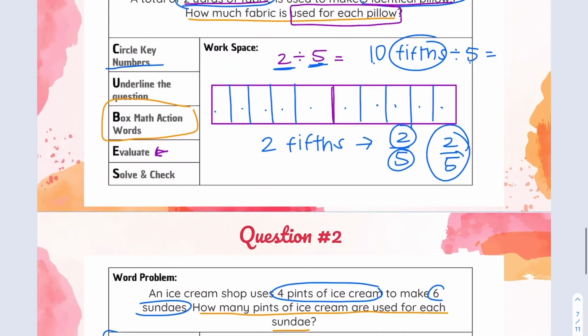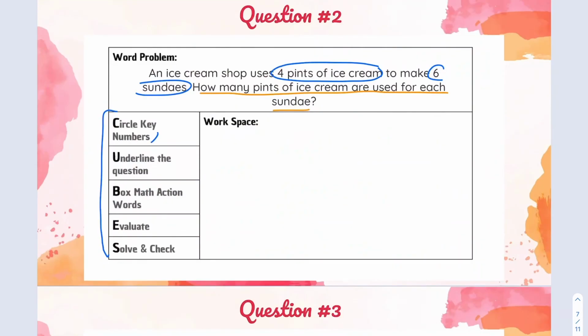And so like we did for the other one, we need to look for that phrase that tells us division. And we know it's division because I told you guys that in the beginning of the video that we're using division for the word problem Wednesday. So I'm going to box "for each sundae." Next, we're going to evaluate. So I know I need to do 4 pints of ice cream to make 6 sundaes, and I need to find out how many pints of ice cream are used for each sundae. So if we have 4 pints, that's our total, and we're dividing it into 6 sundaes.